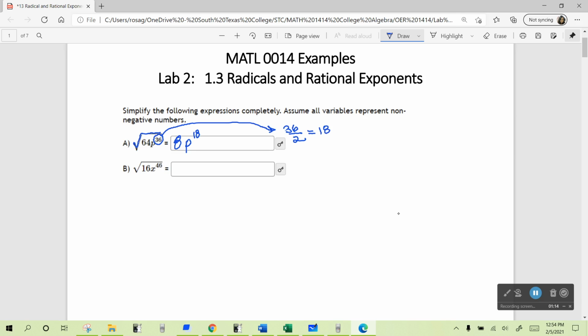The same thing goes here. The square root of 16 is 4. 46 divided by 2 is 23. So it's going to be x to the 23.